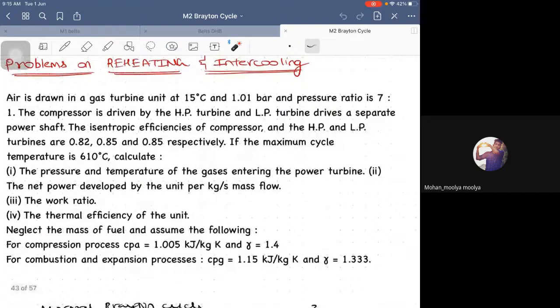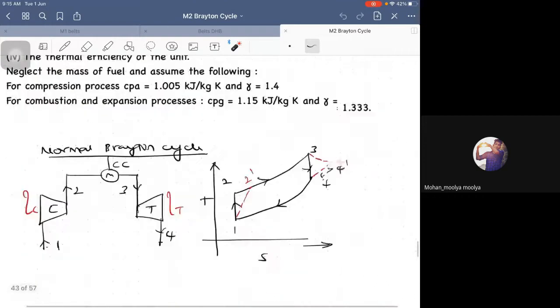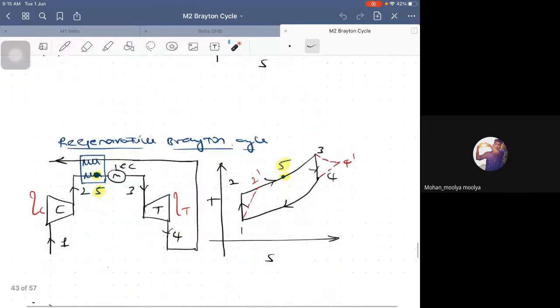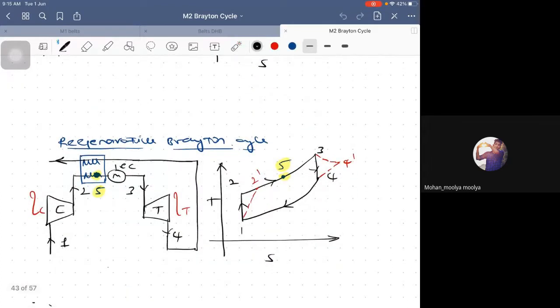I was just referring to a few of the textbooks after I finished my class, because that class was not planned yet. It just went in a flow, as I told you at the class end. So there is a small concept change. Okay. This is a normal Brayton cycle. No change here. Regenerative in the sense, previously I had clubbed these two and shown this as a regeneration. No. So regeneration happens here.